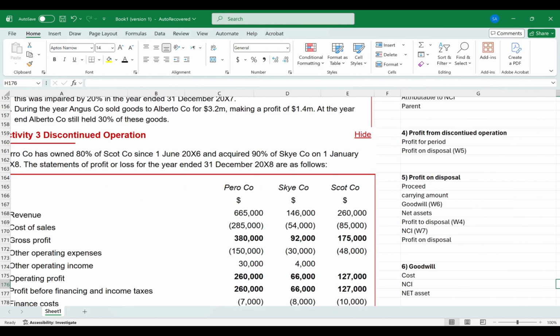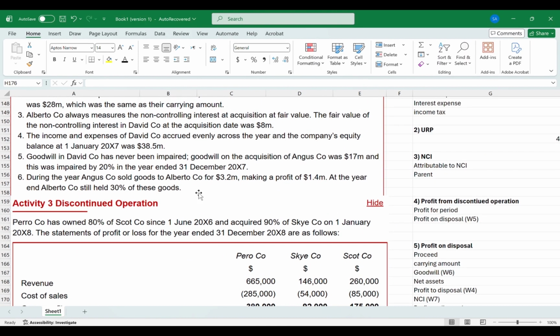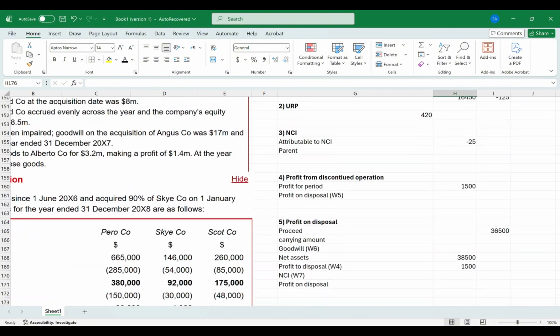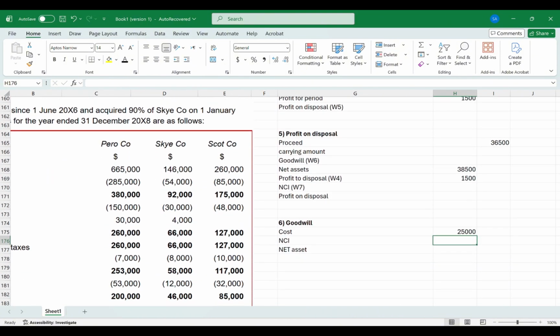Then comes NCI. NCI, they have given you the fair value 8 million, and net asset they have given 28. So this is 8,000 and this is minus 28,000. Get the sum function. And this is your goodwill.